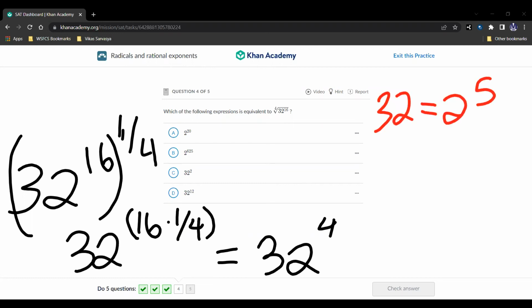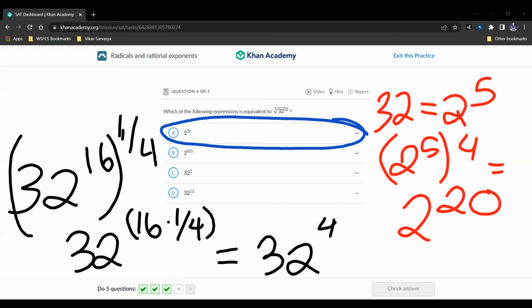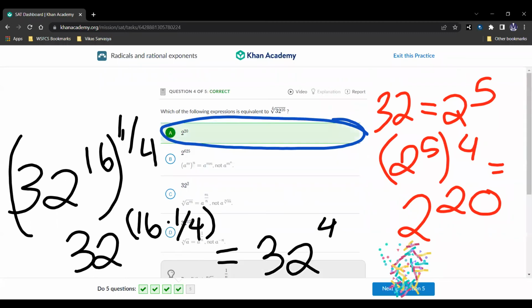This is going to be 2 to the 5th to the 15th power, 2 to the 5 times 15 power. 2 to the 75th power is answer choice A, as we can see. So our answer is choice A, and let's move on.